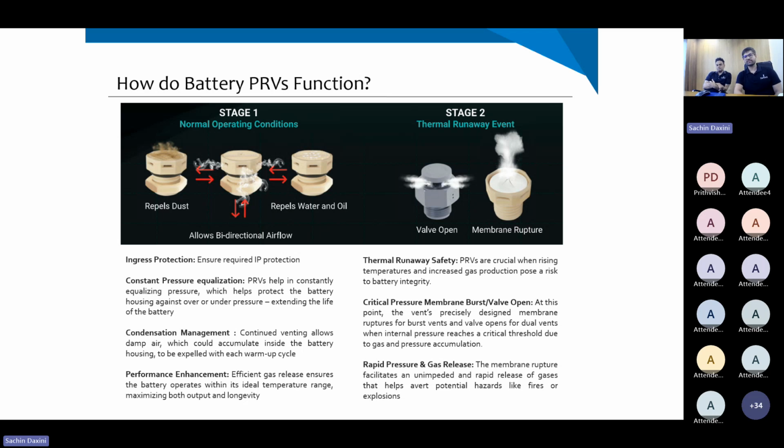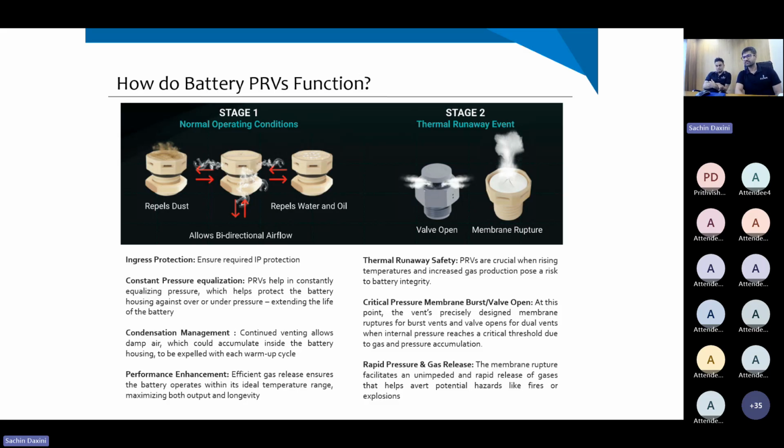Thermal runaway safety, an exit point in case there is an extreme increase in gas produced within the pack. These products, these PRVs, are usually designed either with a burst functionality or a valve functionality. So there's something that's either mechanically opening up, or you have a membrane burst option as well. Sachin will discuss that in subsequent slides.